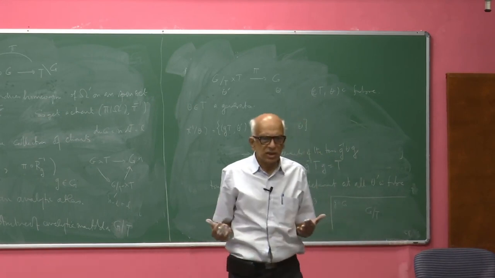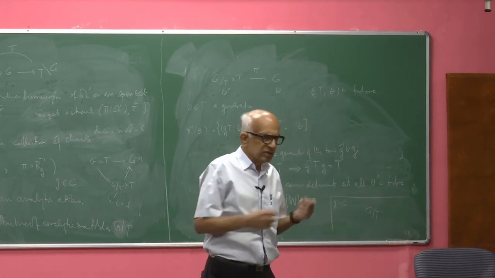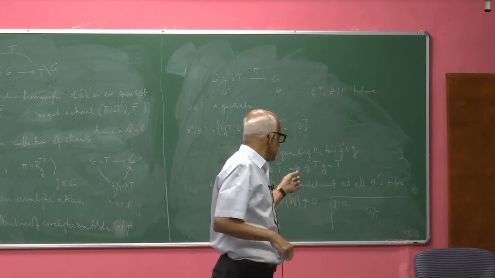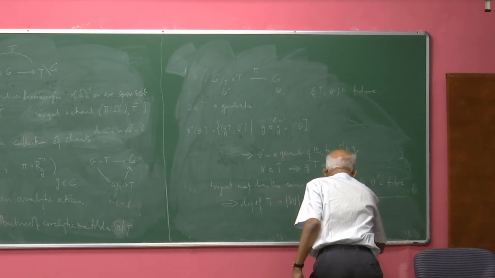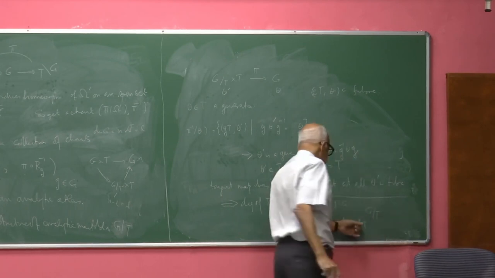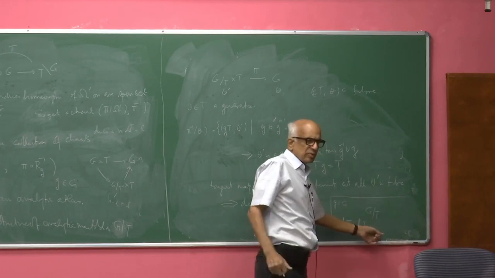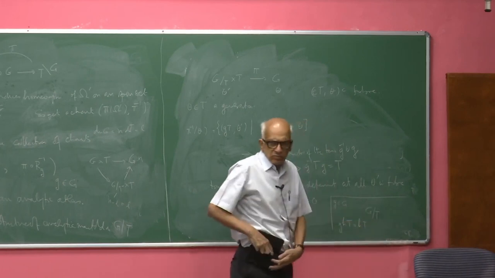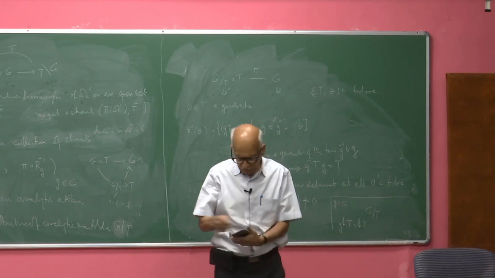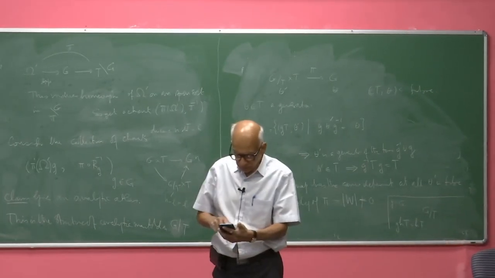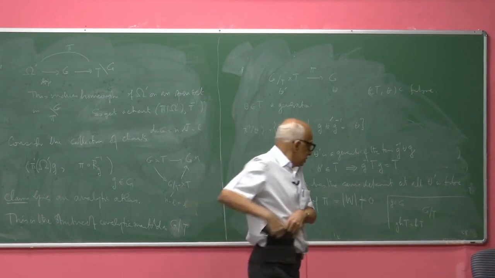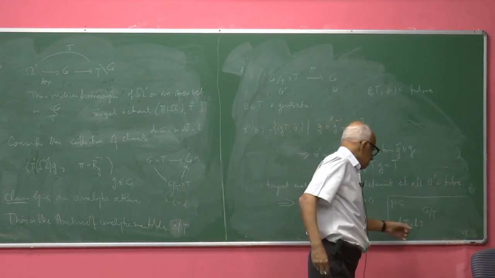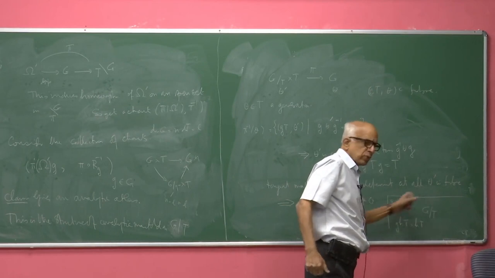If I do that for any g in G, look at the action of g on G mod T. What does it mean to say it's a fixed point? It is to say g hT equals hT, which means h inverse g h is going to be in T. So h inverse g h is in T. So you have to prove there is a fixed point.